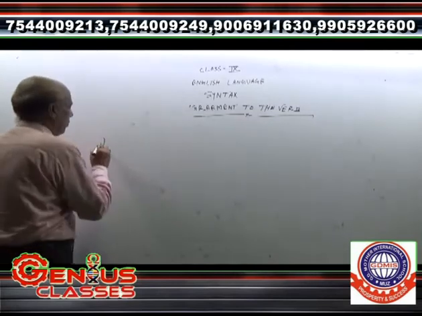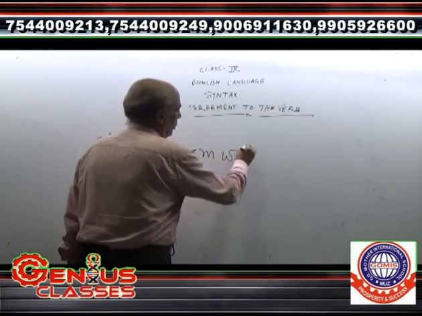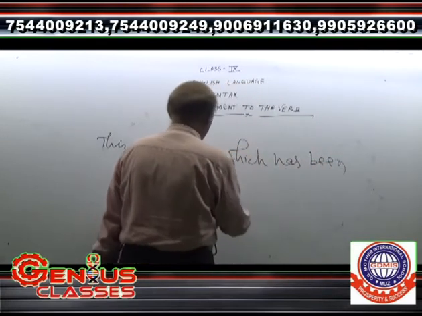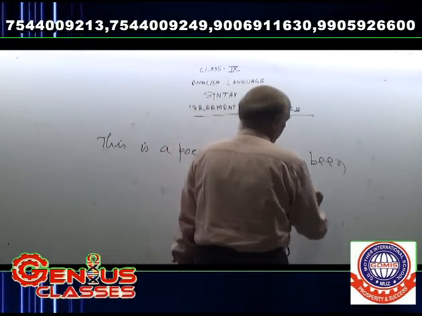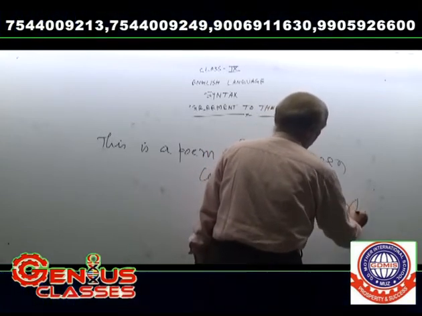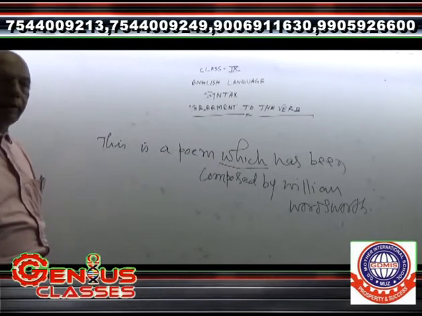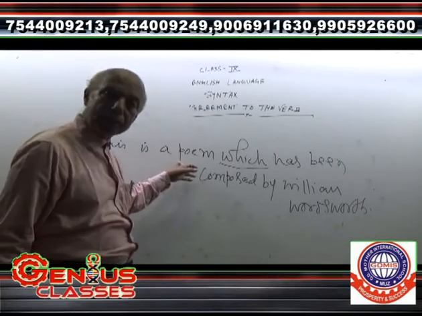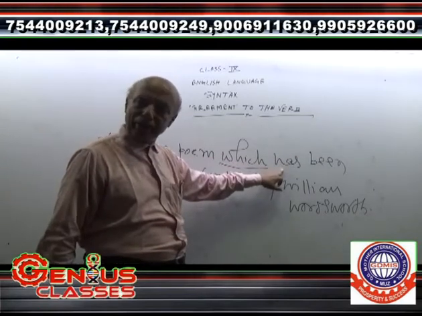This is a poem which has been composed by Billion Words. Here, which has been used. It is inanimate, that is, non-living, and it modifies poem. And poem is in singular form. That is why the singular verb has been used.